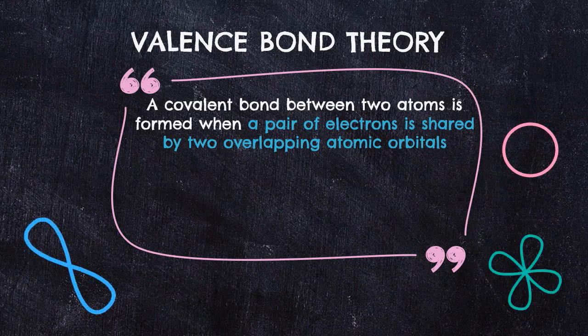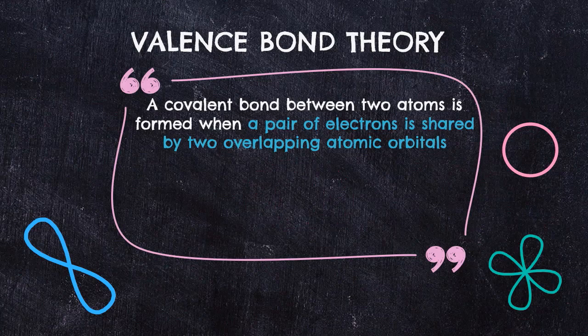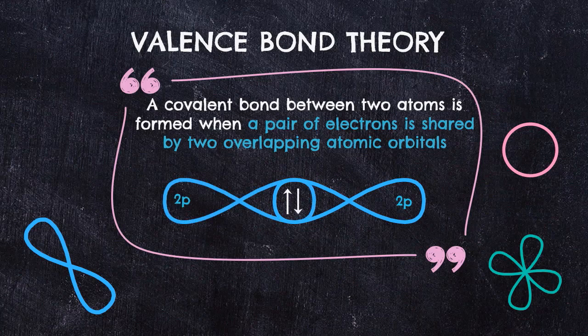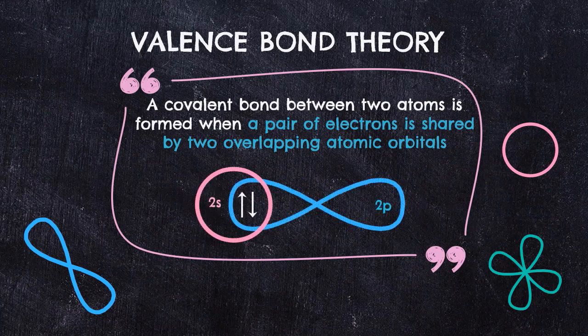p, and cloverleaf d. So according to valence bond theory, a covalent bond between two atoms is formed through overlapping of atomic orbitals. It can be between the same orbitals such as s and s orbital, p and p orbital, and even s and p orbital. In the matriculation syllabus, we only cover overlapping of orbitals involving s and p.